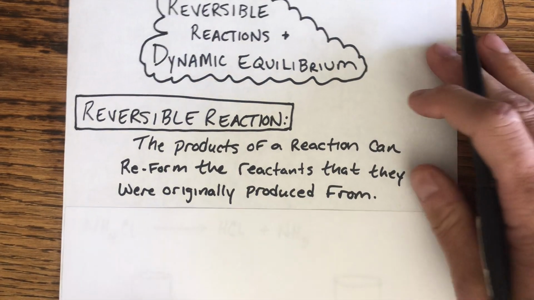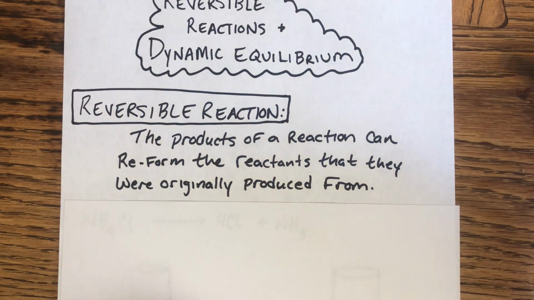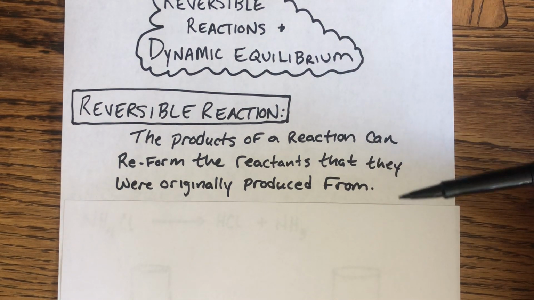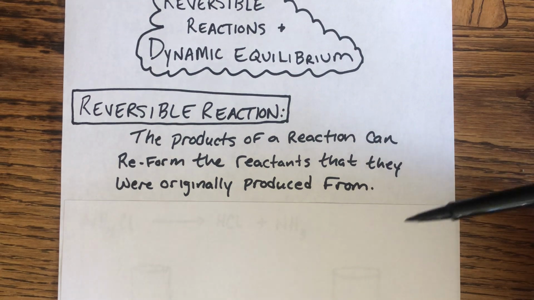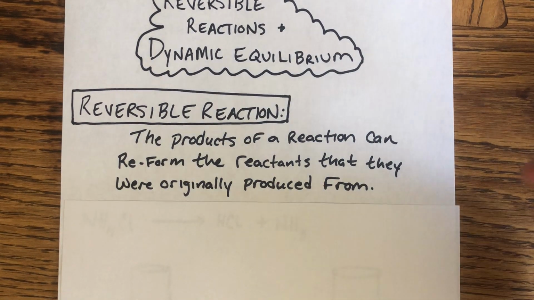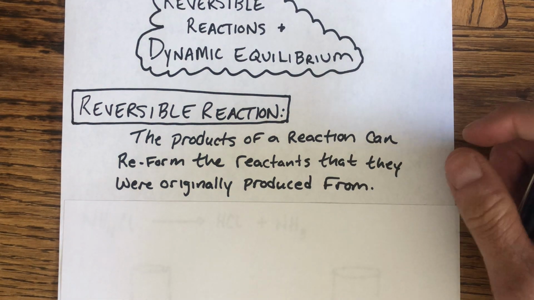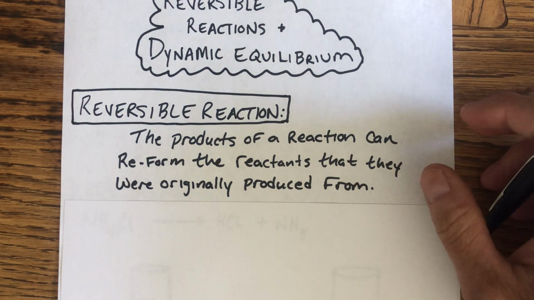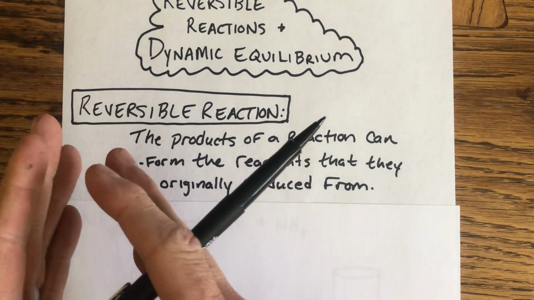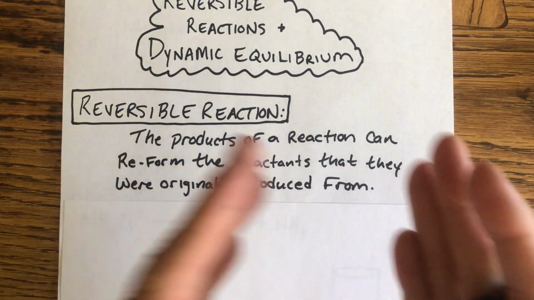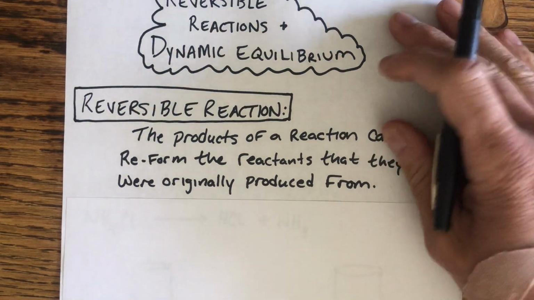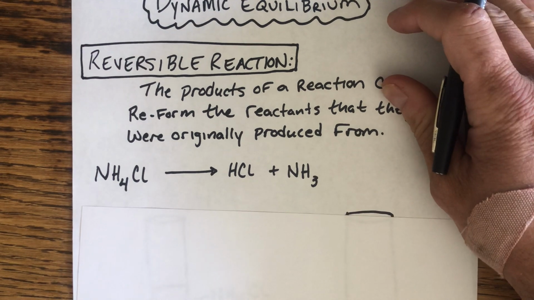So here's really how we define a reversible reaction. The products of the reaction can then reform back into the reactants that they were originally produced from. It's really hard to just pull examples of this out of thin air. You kind of have to know a few of these, but it's pretty interesting. So you think about the reactants becoming the products, and then the products forming back into the reactants. That's a reversible reaction. So let's take this one as an example.